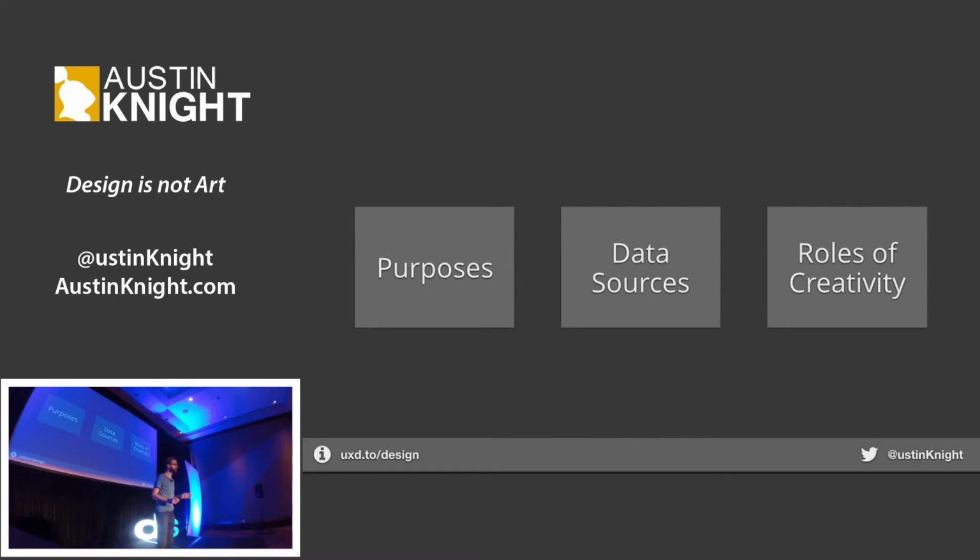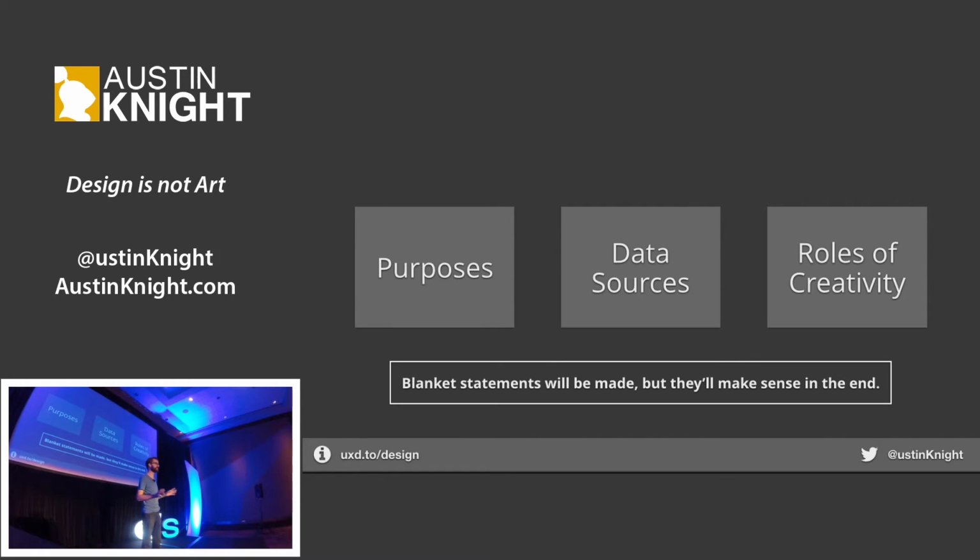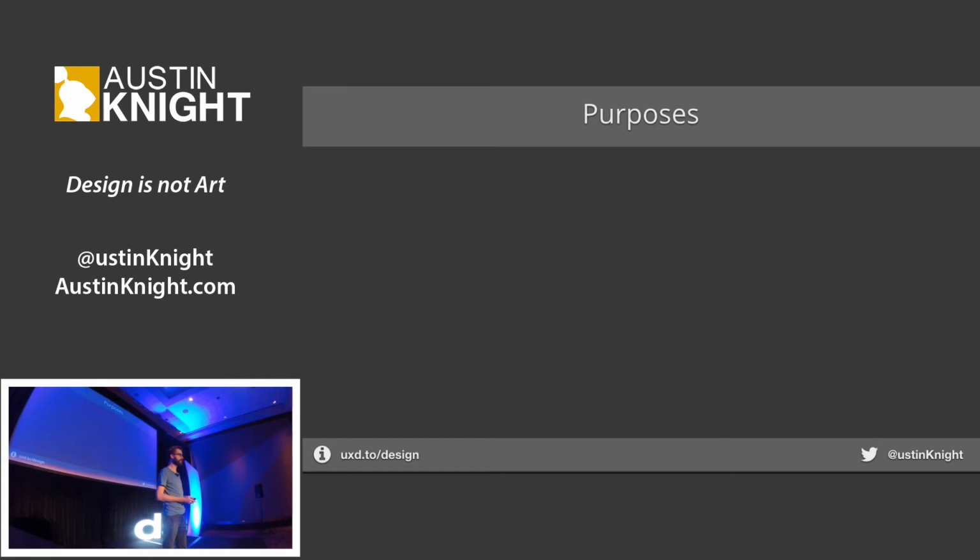As I go through these three sections, I'm going to make some blanket statements, generalizations that may not hold true in every single scenario. There may be some outlier cases where this doesn't hold up. I want you to pay attention more to the big principles that I'm introducing than the specific outlier cases that may break these principles. If you can pay attention to the big principles, then it's all going to make sense in the end. So we'll start with the purposes that design and art serve.